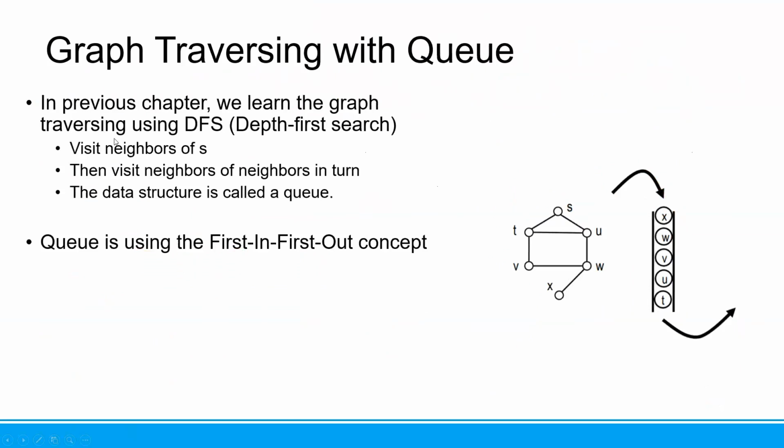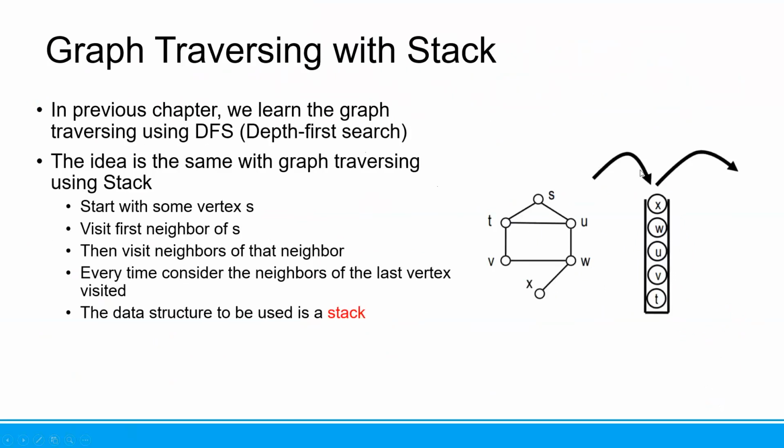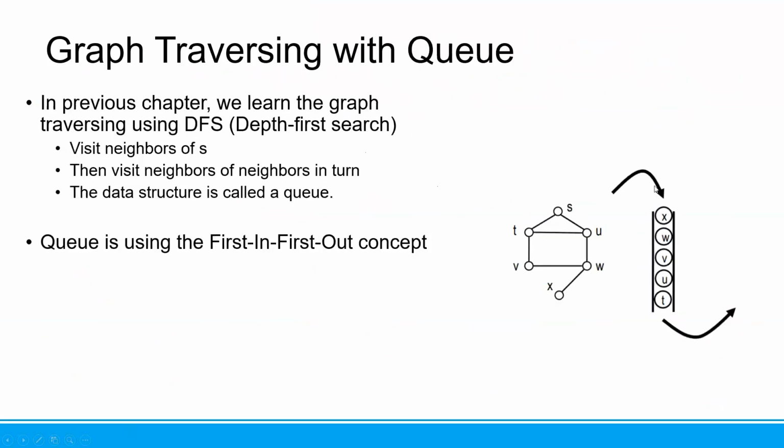We can also do it with the queue. If we do it with the queue, then after we put items into a list, the first one will go out first. If it is a stack, it is first in, last out. If it is a queue, then it is first in, first out.